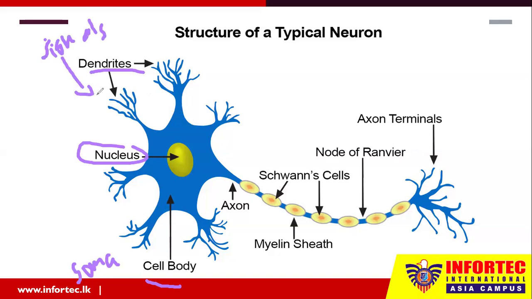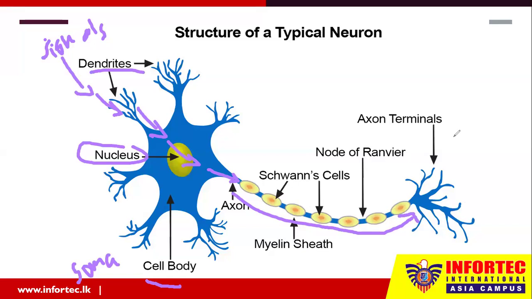Then the signal comes in this direction, right? Then it moves through the axon, right? So the neuron transmits signals to the other cells. So dendrites receive signals and transmit to the other cells through the axon terminals, right? So through the axon, it transmits the signal to target cells, right?